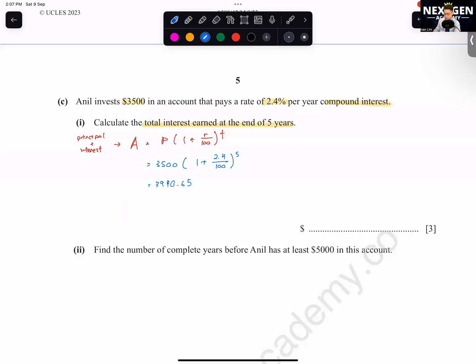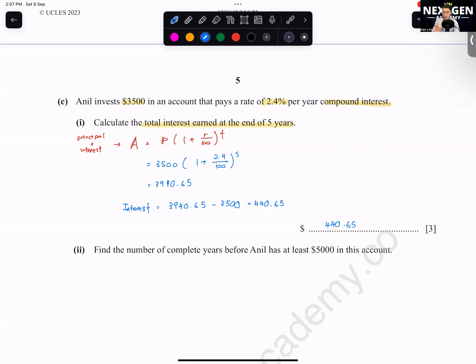We want the interest only. So for interest, you have to take this total amount that he has right now minus the principal. You will get 440.65.